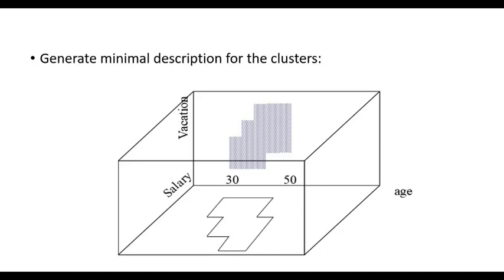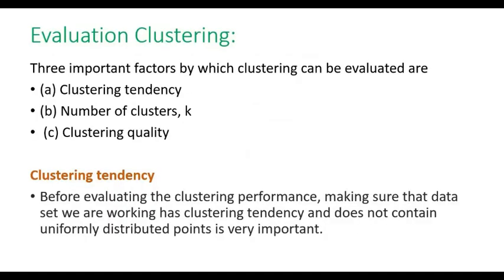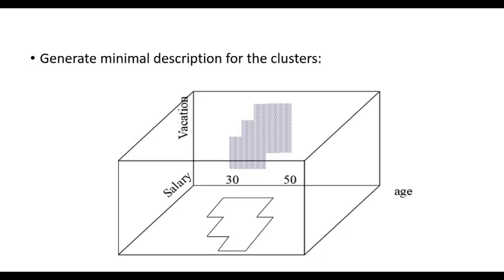Next, it is insensitive to the order of records in the input and does not presume some canonical data distribution. It scales linearly with the size of the input and has good scalability as the number of dimensions in the data increases. Here we have three dimensions: vacation, salary, and age comparisons.